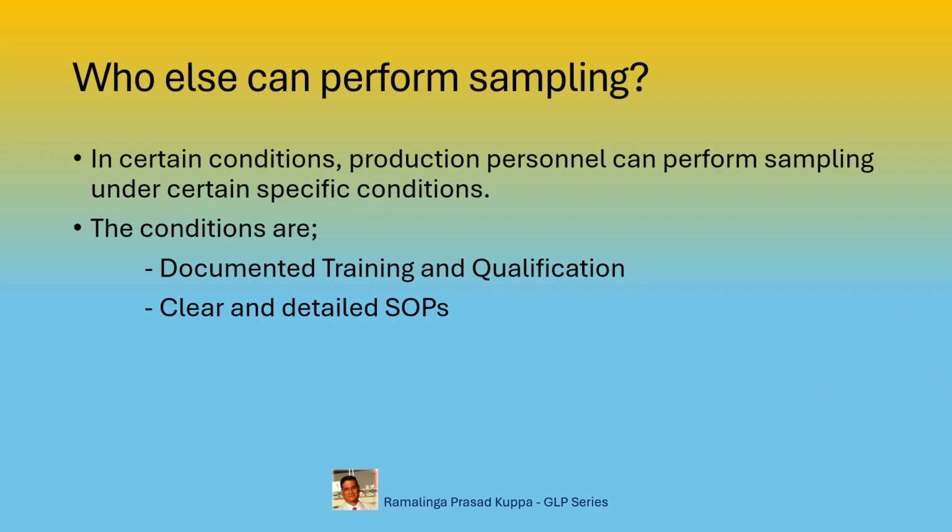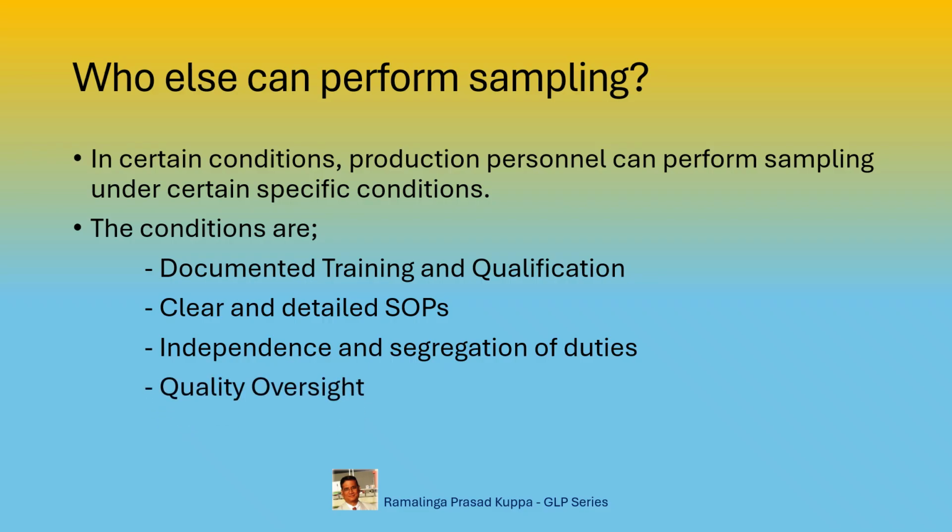Clear and detailed SOPs. The SOPs must be clear on the exact procedure within GMP and responsibilities while sampling by the production personnel. Independence and segregation of duties. The guideline prescribes that in certain situations, independence from the production may be required to avoid bias or conflict of interest.